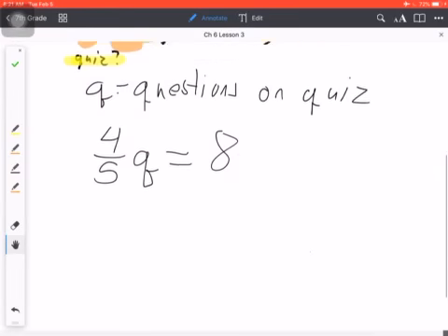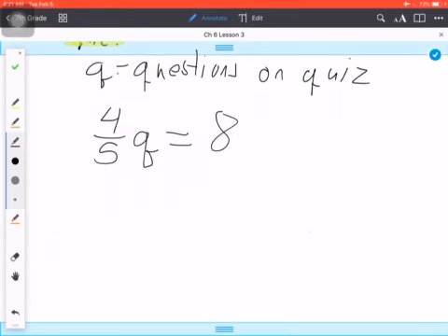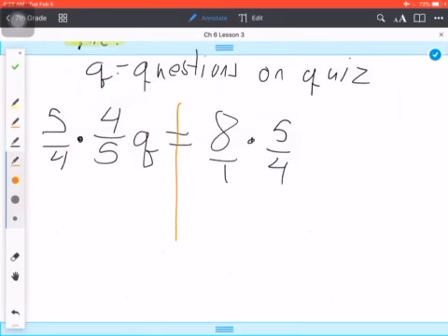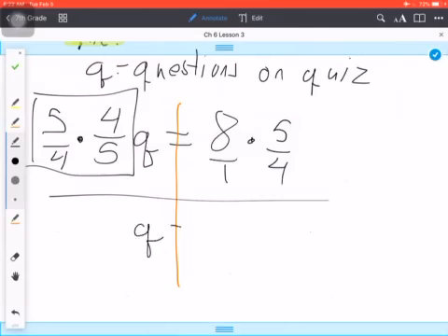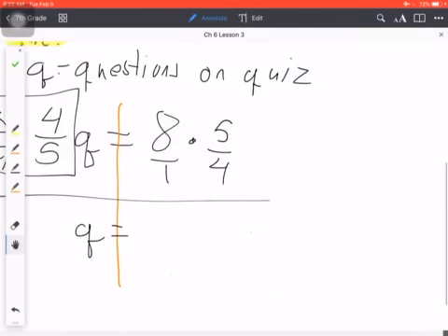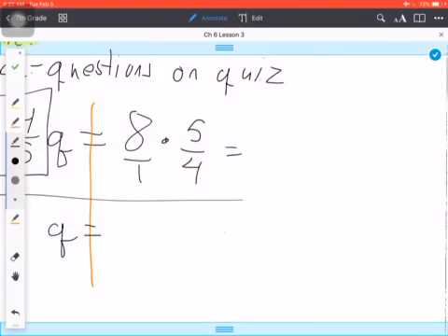So as I go through this now, I have a fraction. In order to get this by itself, I have to divide. But when I divide by a fraction, it really means I'm multiplying by its reciprocal. And change that into a 1. Make a line. Again, this right here simplifies to 1, so all I'm left with is Q. On the right side, I have a little bit more work. 8 times 5 would be 40. 1 times 4 is 4. And this simplifies down to 10.